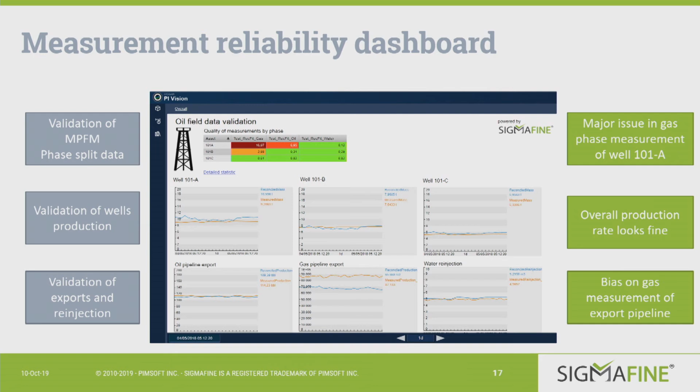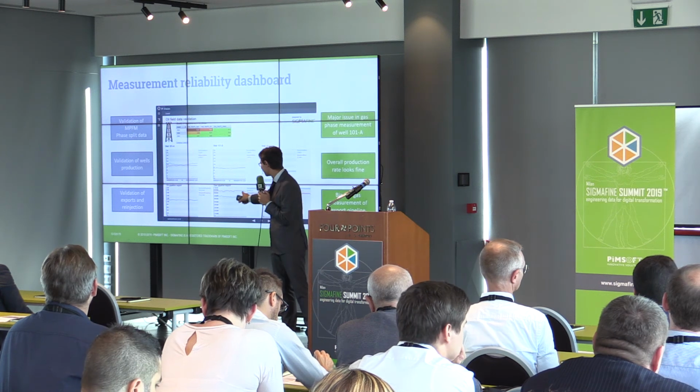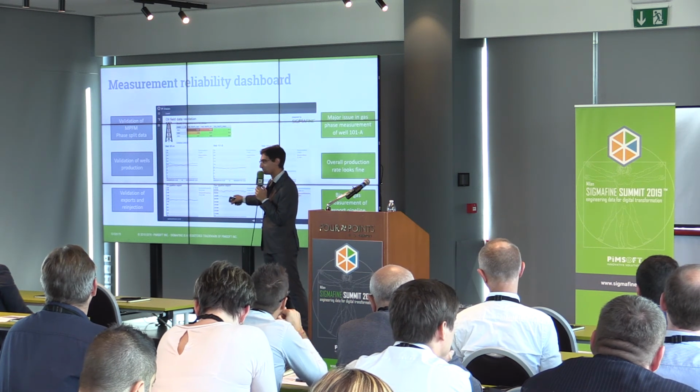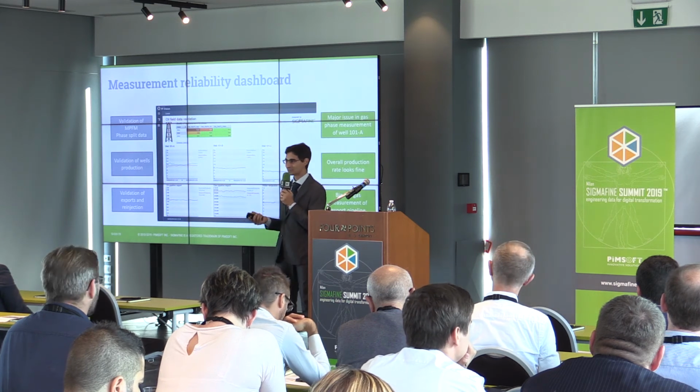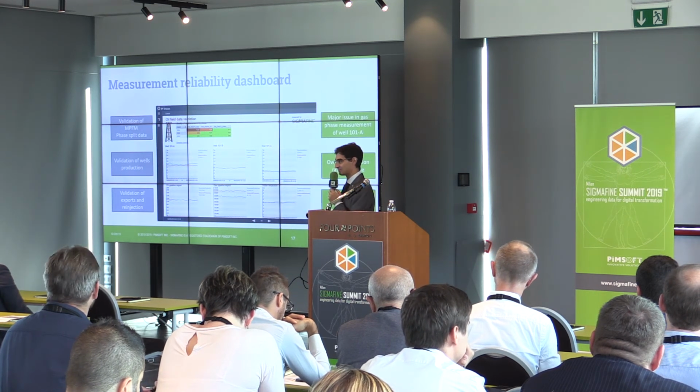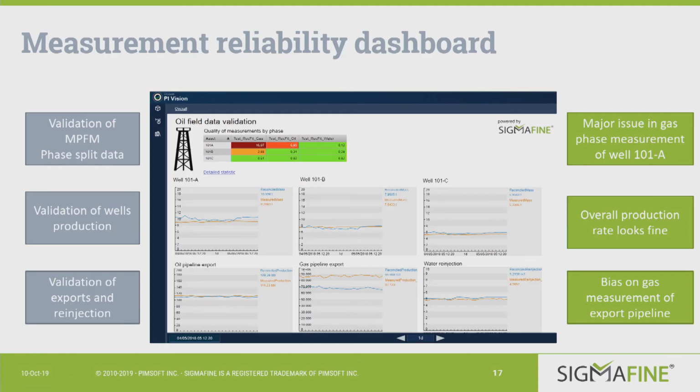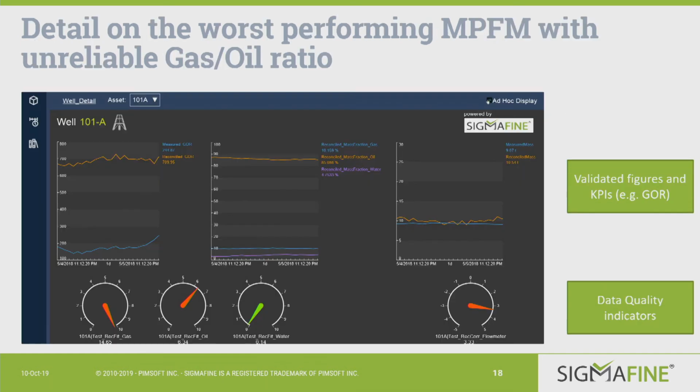Sigmafine in this case also detected, for example, a bias. You can see here, for example, a bias between reconciled and measured data on the gas export pipeline. So these are all the kinds of benefits that you can get when you apply Sigmafine to data. The redundancy helps get more accuracy and spot inconsistencies among the data.